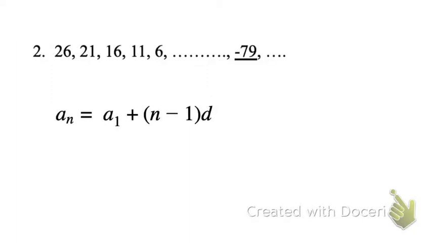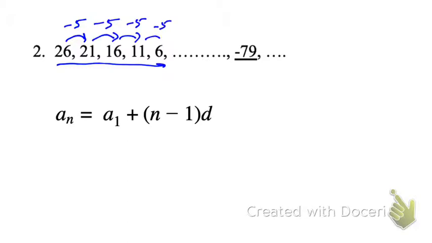Here we go. All right, so here's our list. What are we doing? Let's identify that first. How do I go from 26 to 21? Well, we subtract 5. Do I do that to go from 21 to 16? Yes. 16 to 11? Yes. Okay, we're subtracting 5 as we go.